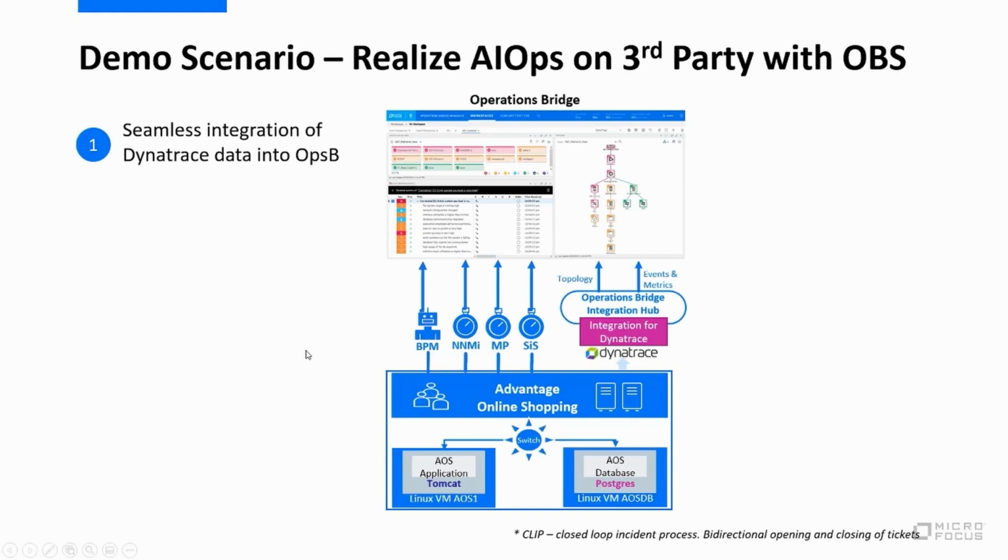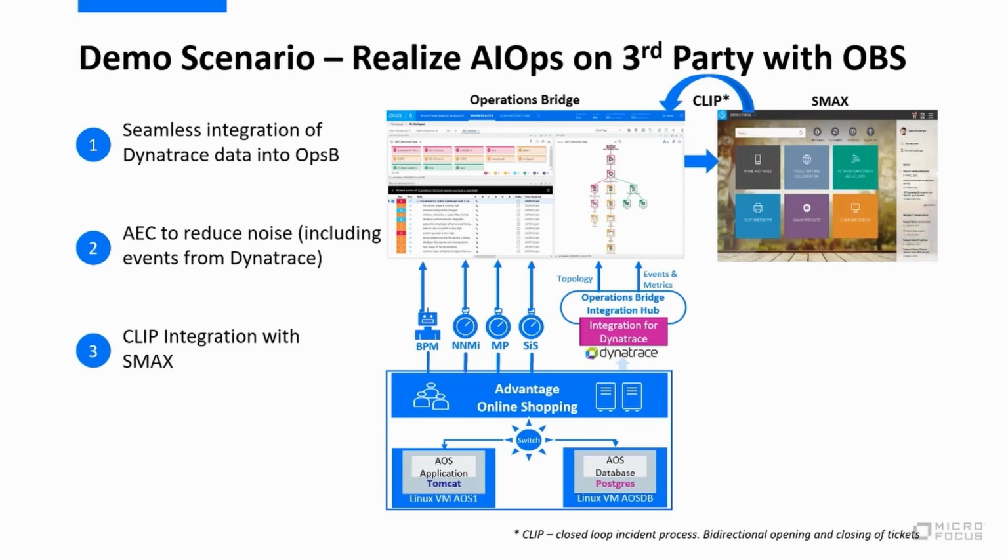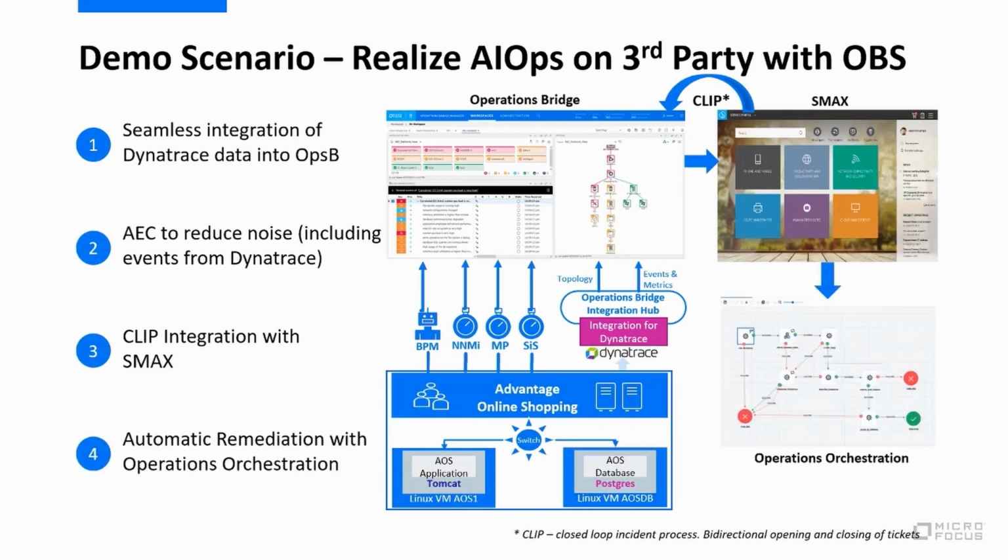We will show how a third-party domain manager like Dynatrace can be seamlessly integrated into Operations Bridge. Once integrated, we will illustrate how the machine learning-driven automatic event correlation will detect patterns across event data generated by all configured sources, including Dynatrace, reducing the noise and improving mean time to resolve. Finally, we will cover automatic ticket integration and automatic remediation.